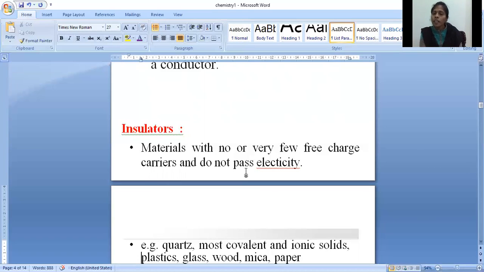Whereas conductors have free charge carriers, insulators have a very small number of free charge carriers, or do not contain any free, mobile charge carriers. Due to this lack of mobile charge carriers, they are not able to pass electricity, because no particles are moving in non-conductors. So, due to the lack of mobile charge carriers, insulators do not pass electricity.